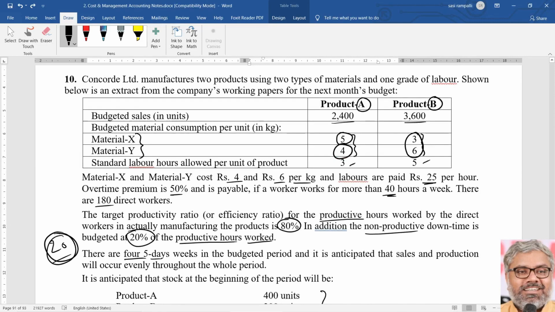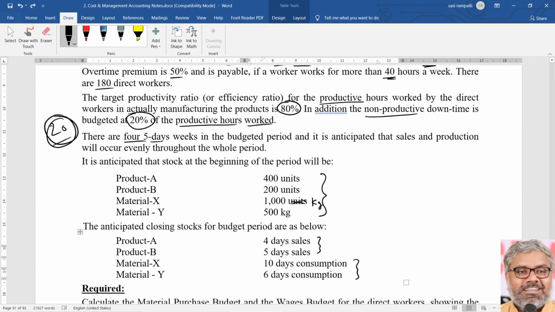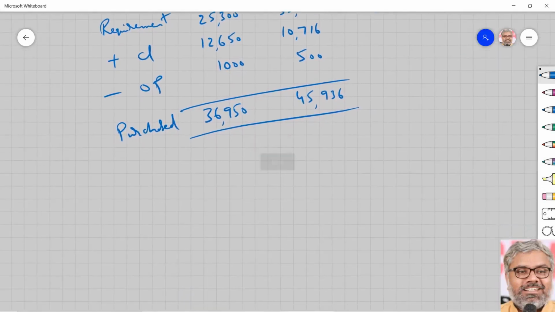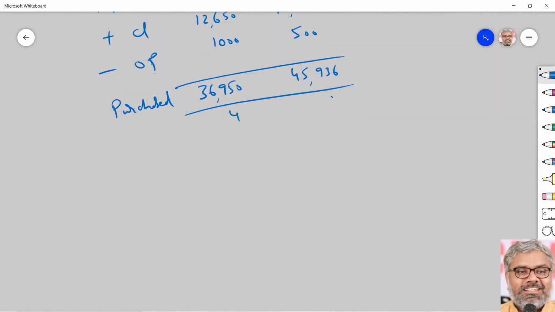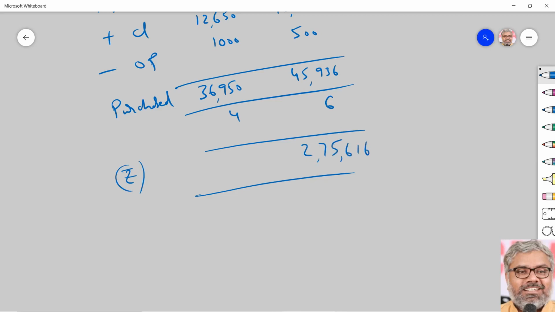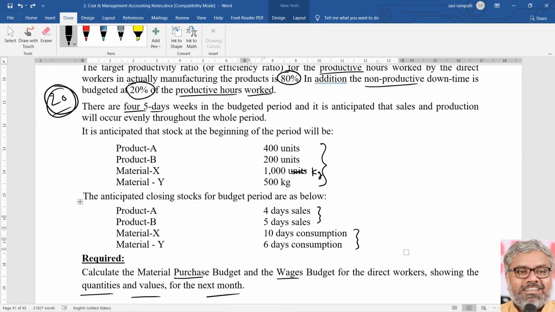Prices are already given. How much was price? 4 rupees and 6 rupees per kg for X and Y. So naturally, material purchase budget in rupees will be how much? 2,75,616 for material Y. 36,950 into 4, that will be 1,47,800 for material X. That is the first question, material purchase budget.